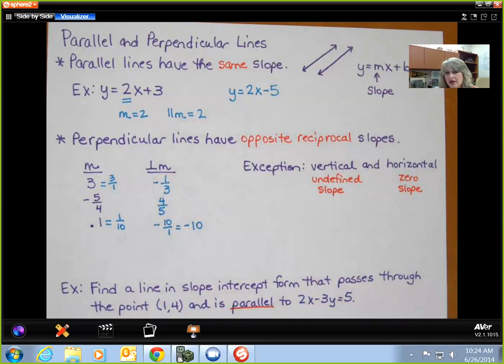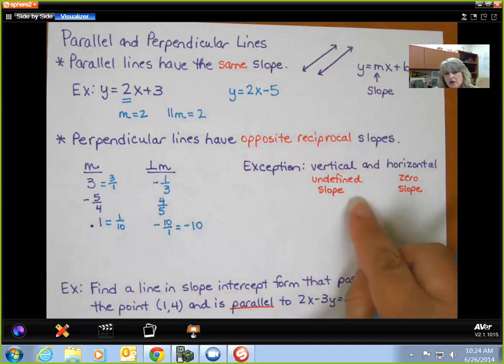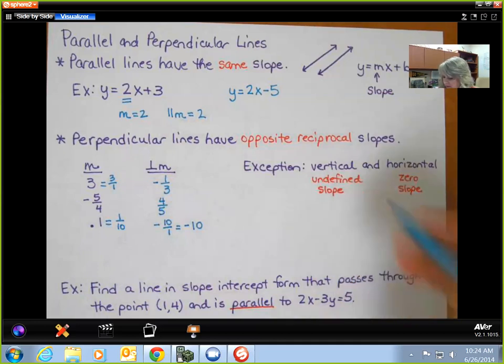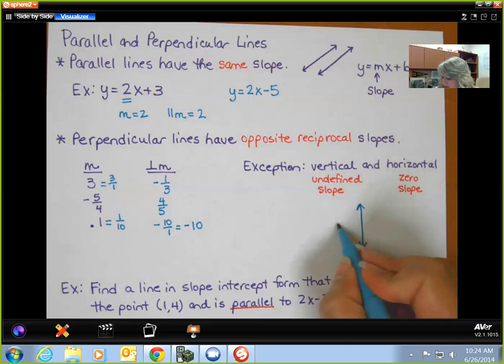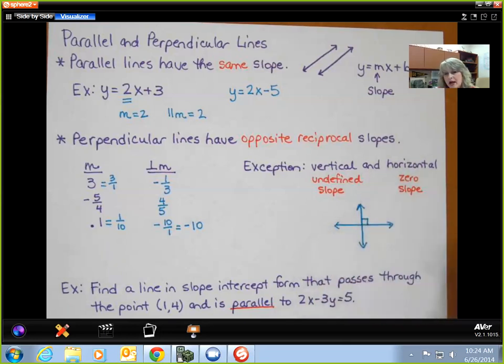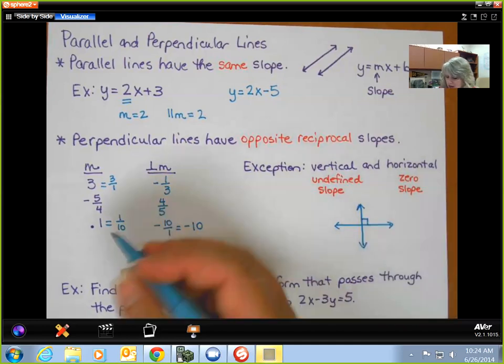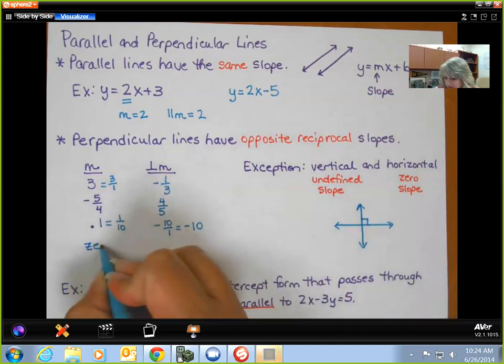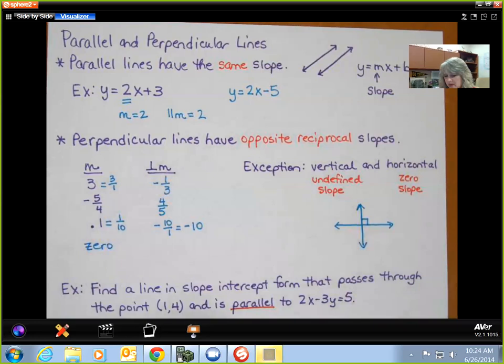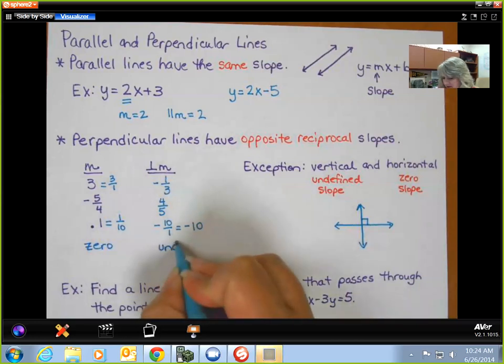Now, the only exception to this rule about opposite reciprocal slopes is when you have vertical and horizontal lines. They're always going to be perpendicular to each other. So remember, a vertical line has an undefined slope. It looks like this. And a horizontal line has a 0 slope. And it's just straight across like that. Notice again, they do form a right angle. So vertical and horizontal lines are always perpendicular to each other. So if you have one slope, let's say that's 0, if you want a perpendicular slope to that, it would have to be undefined and vice versa.